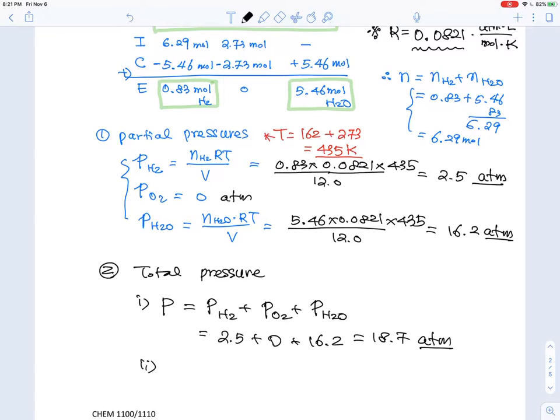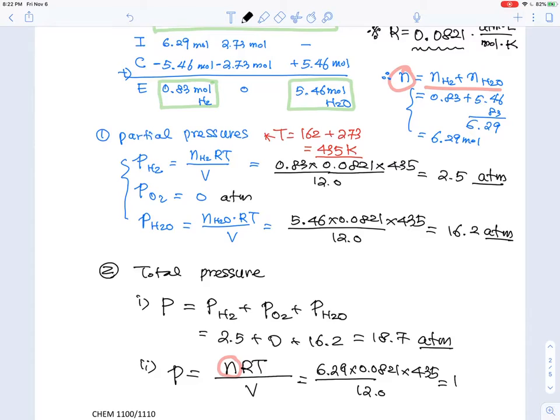The other way is to do the same thing with PV equals nRT. So P equals nRT over V, and here N is the total number of moles of gases, which is 6.29. So 6.29 times 0.0821 times 435 divided by 12.0 will give me 18.7 ATM. So it is a redundant way to solve the same problem.